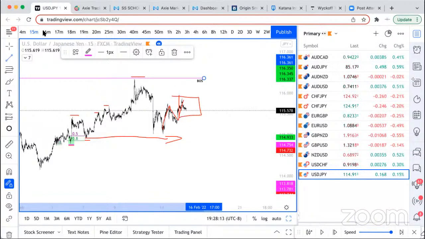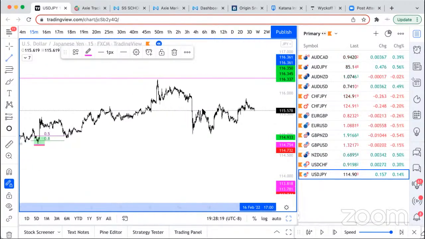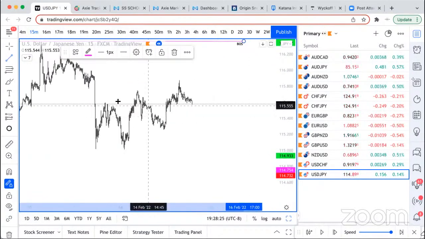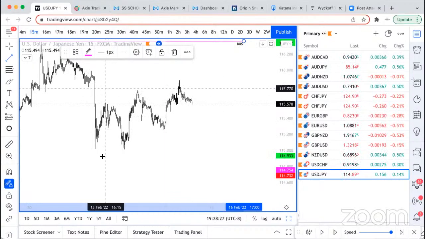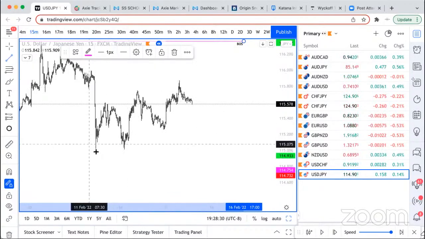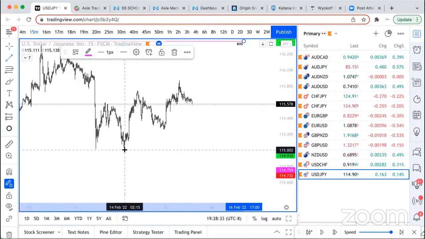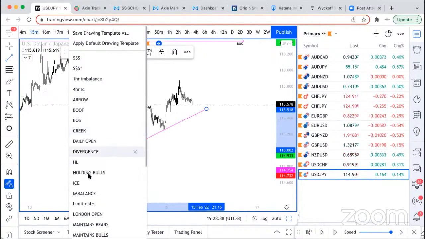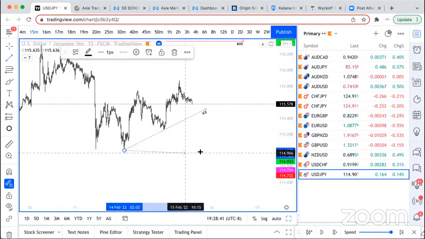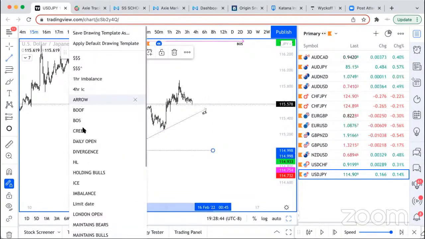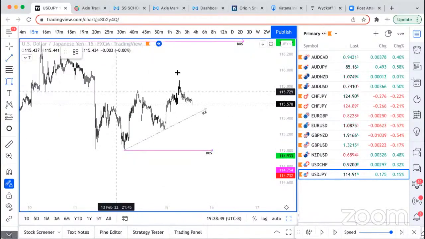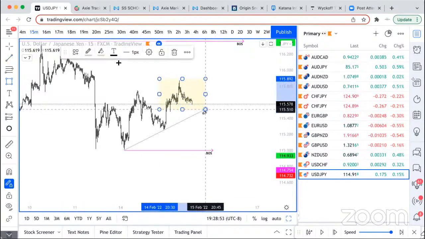Okay. Perfect. Now, if I can get out of my annotation, could we agree that this is possibly something that may turn into redistribution? Because we have our accumulation forming, we have our ice forming. So all we need for the redistribution is a break of the ice and a break of structure to the downside, correct? Mm-hmm. So with that being said, would it be valid for us to start looking for our distribution from up here? Yes.